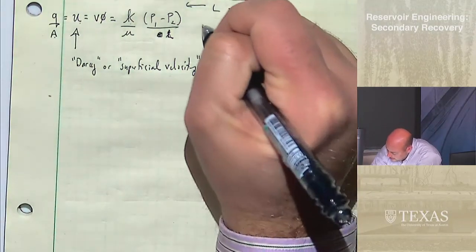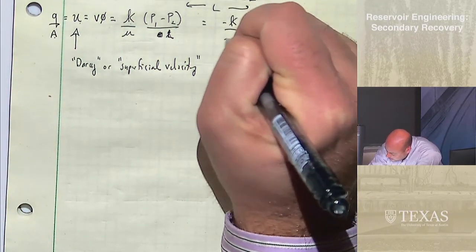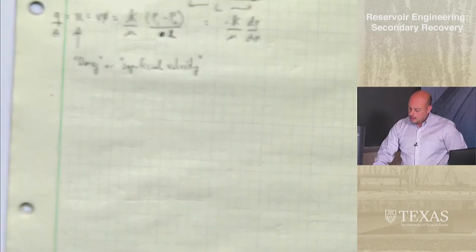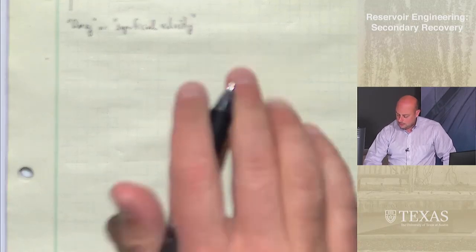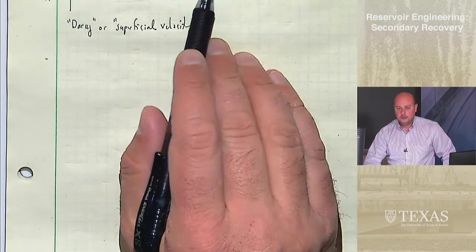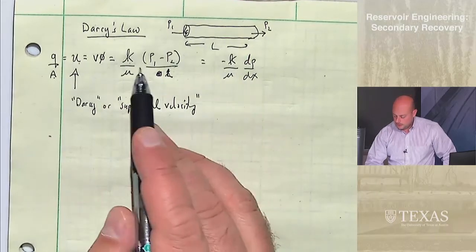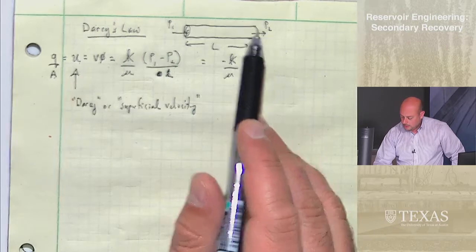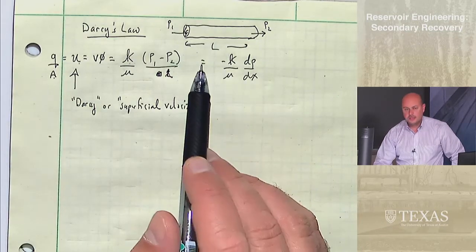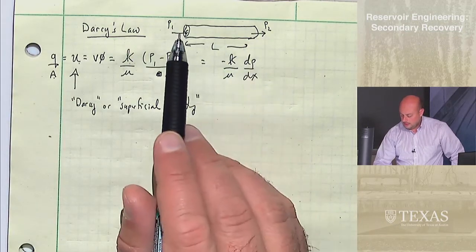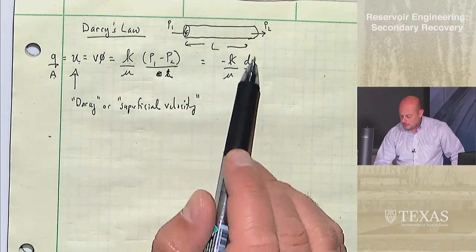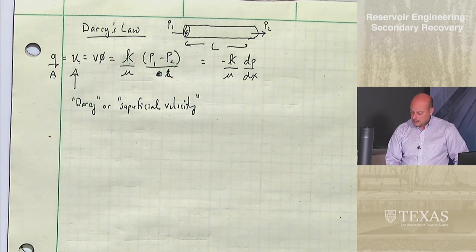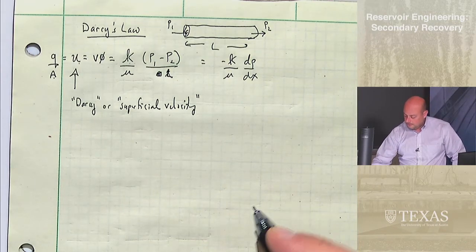Okay, now you can write this in differential form, which is minus K over mu dP dx. And a common question I get, and it's a good one, is why is there a negative sign here and there wasn't over here? Well, the reason is because this gradient dP dx is really P2 minus P1 divided by X2 minus X1. So instead of being P1 minus P2, it's P2 minus P1, so you need that negative. So that's minus K over mu dP dx. So this is single phase flow in 1D.